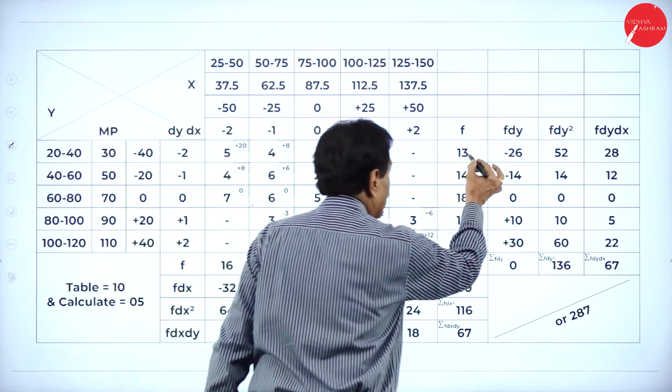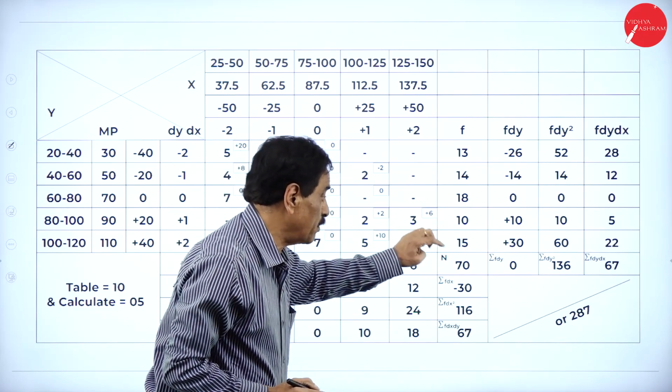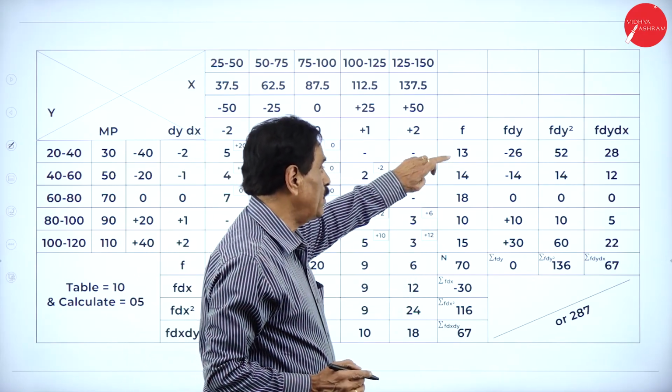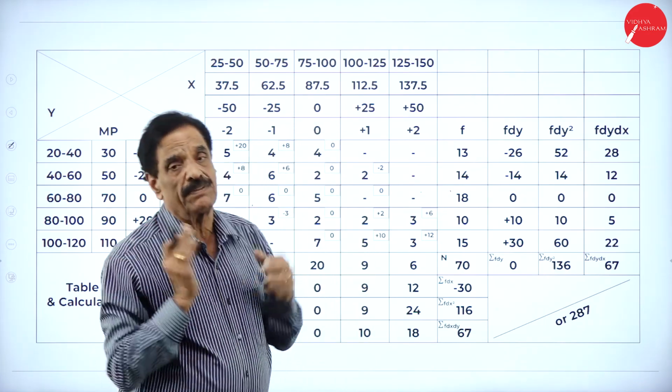If we add this figure, 3 plus 4, 7. 7 plus 8, 15. 15 plus 5, and so on. So the total number of frequency is 70.